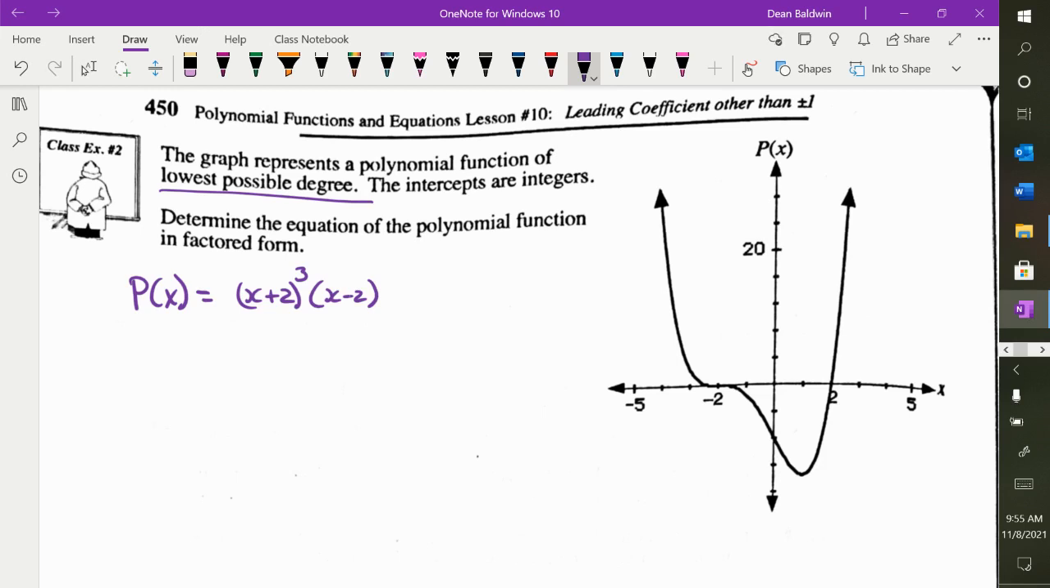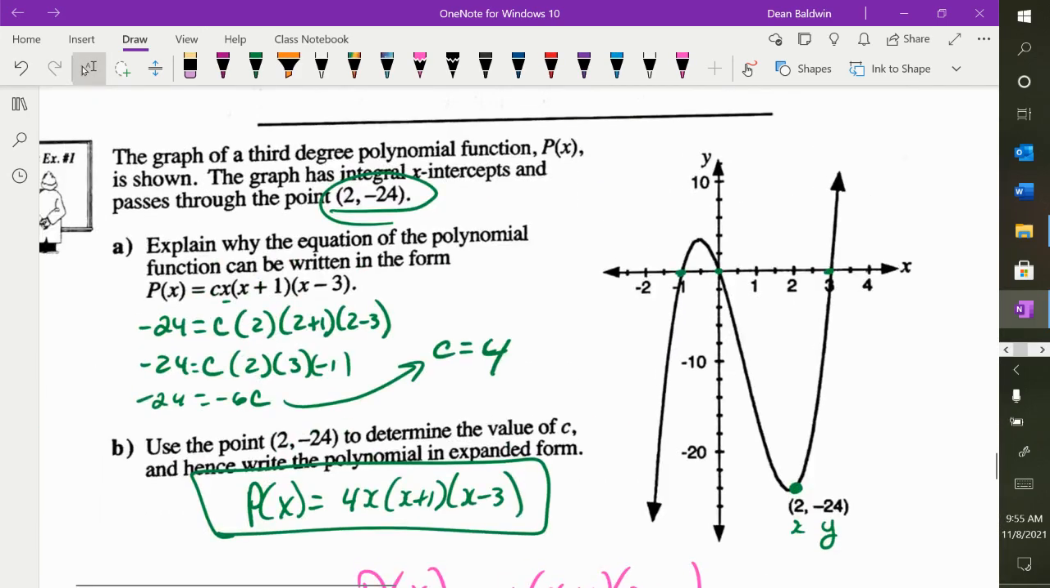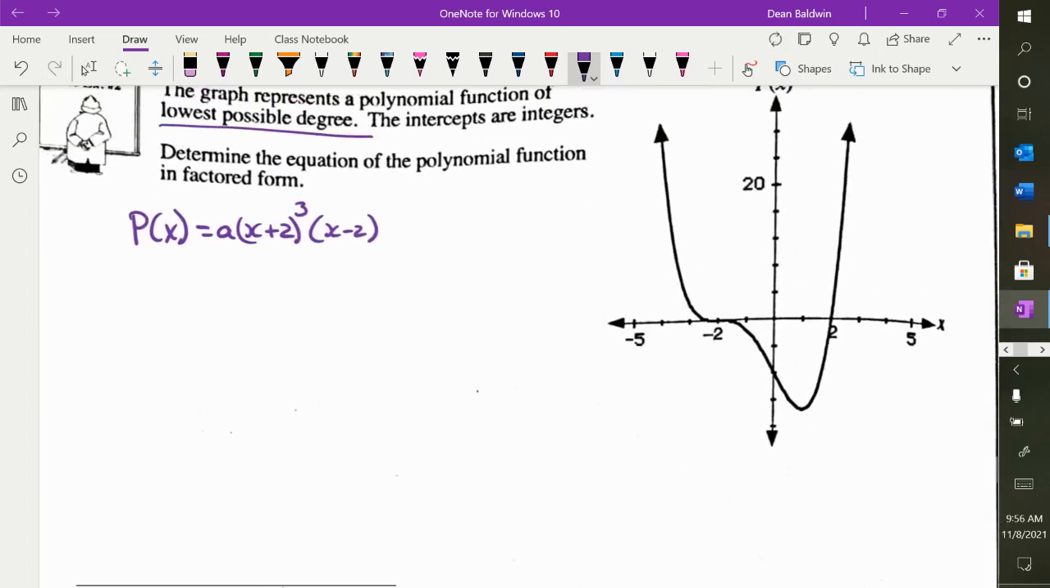We got to find the leading coefficient. Are we using A? Yes. Okay. It's an A value. Now, we need to know a point that it goes through. Do we know a point it goes through? Quick question. Do we have to put X behind the A? Nope. The only reason you had X in this one is because it passes through the origin. Okay. Right?